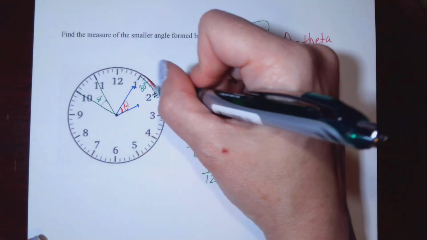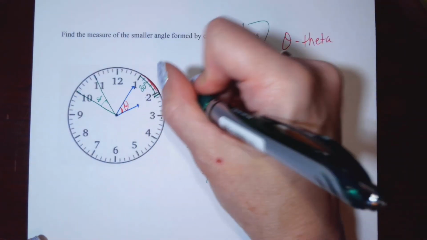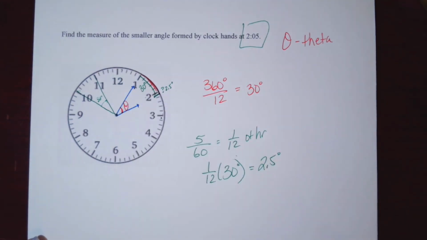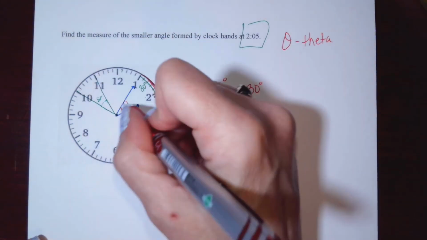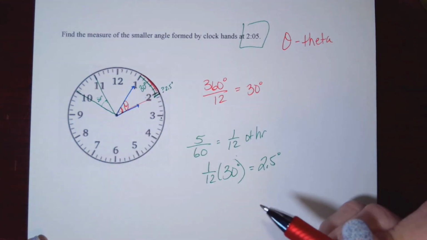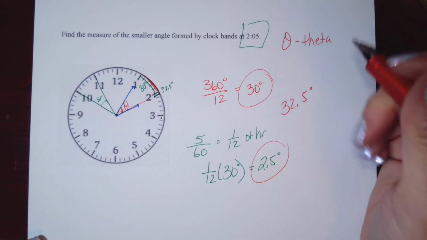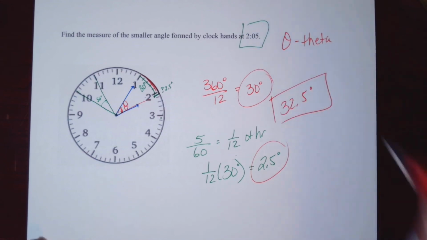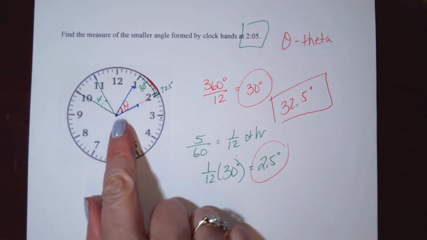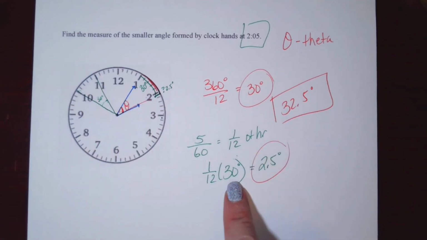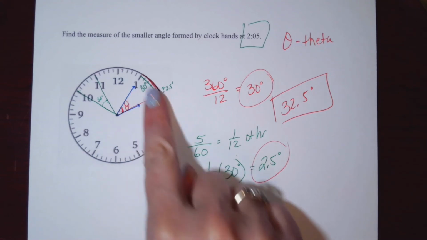So this is 30 degrees from 1 to 2, and this is 2.5 degrees, which means my value for theta, the opening between the two hands at 2:05, is 32.5 degrees. Now you're going to see this clock problem set up a little bit differently in different places, but the basics are going to be the same. The central angle between any two numbers is going to be a 30-degree angle because of the way our clock face is built.